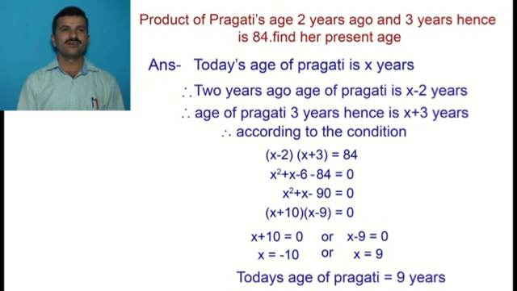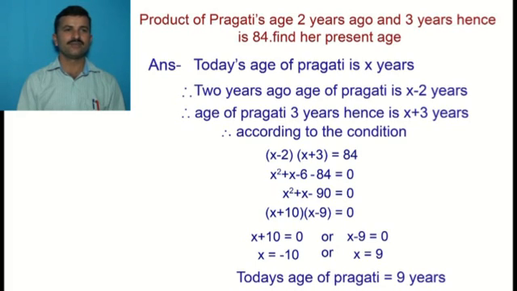Now you can solve one quadratic equation, which is a word problem. The product of Pragati's age 2 years ago and 3 years hence is 84. Find the present age of Pragati. Now your answer becomes: today's age of Pragati is x years, 2 years ago the age of Pragati is x minus 2 years, and 3 years hence the age of Pragati is x plus 3 years.